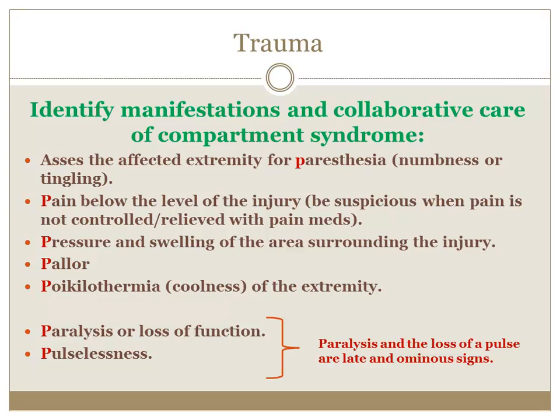I think the biggest thing here is identifying that this individual is developing it. Assess the extremity for paresthesia, numbness, or tingling. Notice that the pain level is below the level of the injury. So in other words, let's say that your patient has a femur fracture and they're telling you, hey, I know you just gave me pain medication 30 minutes ago, but I am hurting even worse, and my pain is radiating down, down, down into my lower leg. And that is really kind of a clue that perhaps they are developing compartment syndrome, and you need to look or assess further.